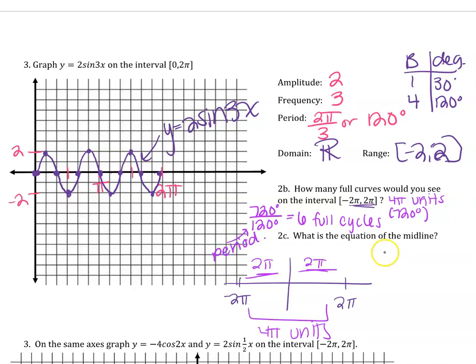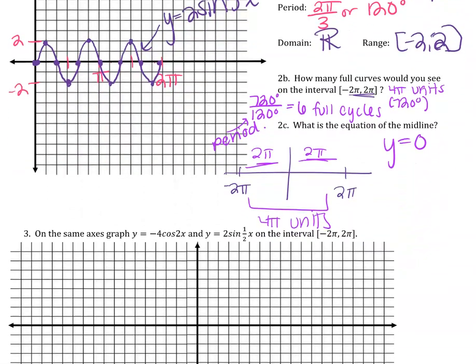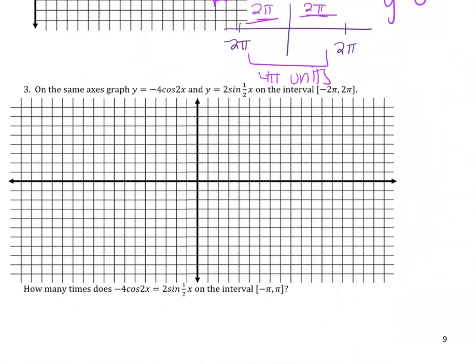All right, what's the equation of the midline? Still y equals 0, nothing too crazy right now. All right, last one, we're gonna do a double whammy. On the same set of axes, we're gonna graph y equals negative 4 cos of 2x and y equals 2 sine of 1/2 x on the interval of negative 2 pi to 2 pi.